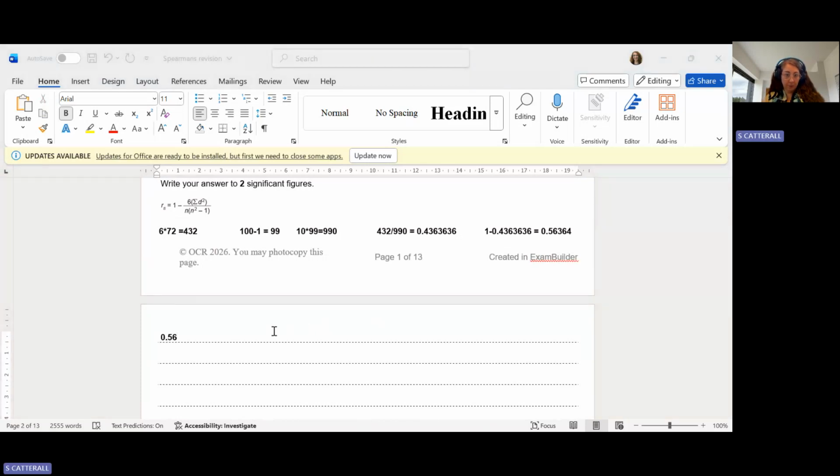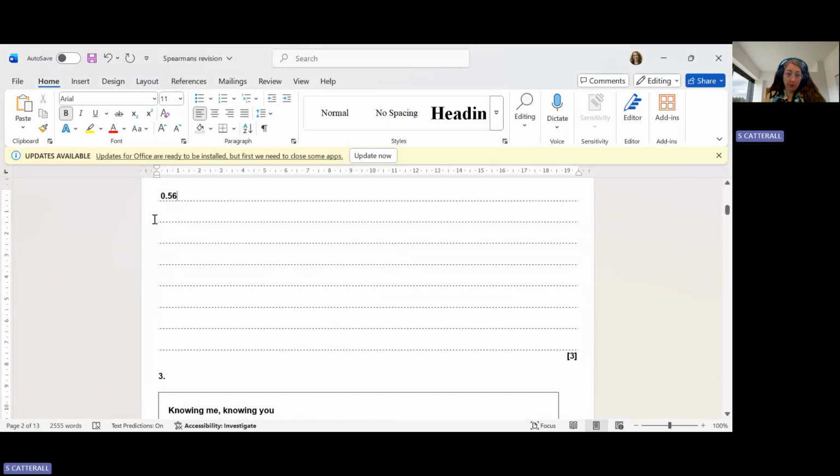Let's have a look at the mark scheme. So we've got 0.564, and to two significant figures we've got 0.56. Yeah, lovely. And that would be that one done. So that one's nice and easy.